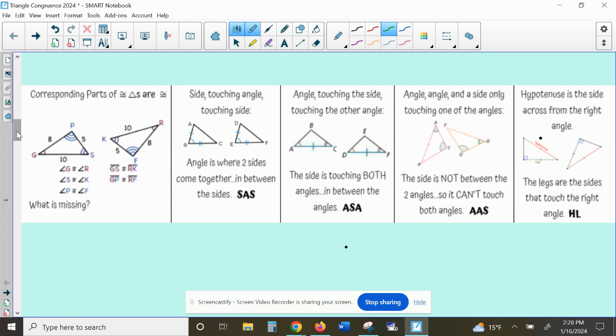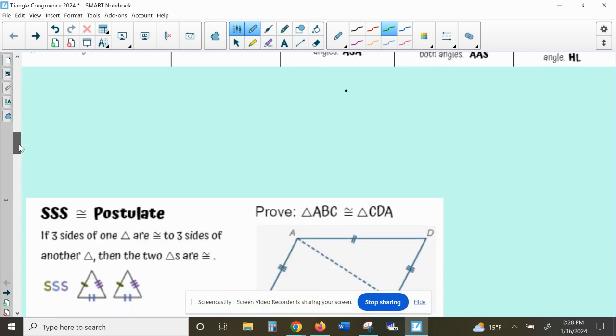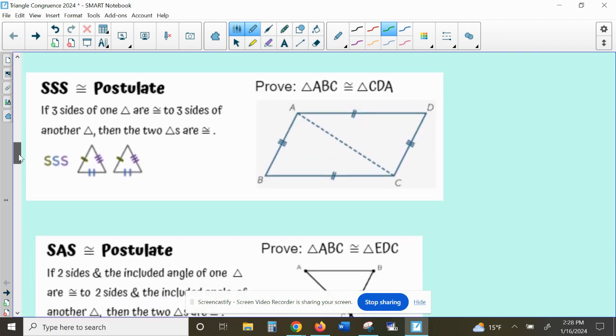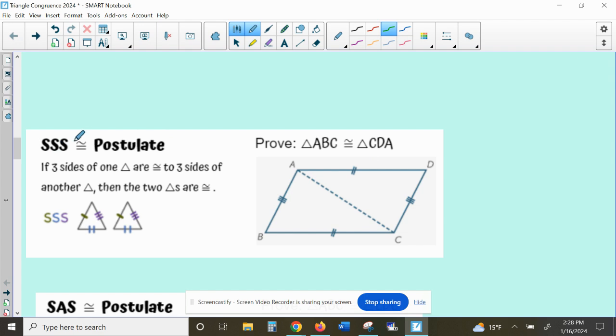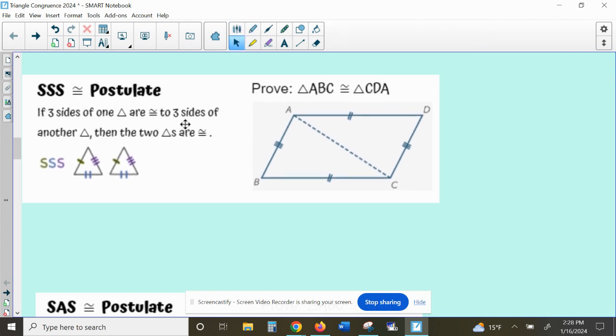So I'm going to scroll down. Make sure you have some colored pencils, because when we have these shapes, it's going to be easier. Okay, so we're going to be doing the SSS congruent postulate. Let me move this up a little bit. The S's stand for sides, so you might have the side and the side and the side. That means if you have 3 sides of one triangle congruent to 3 sides of another triangle, then the triangles are congruent.